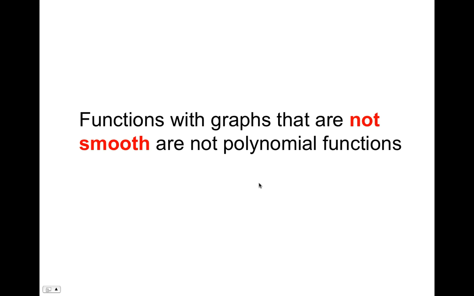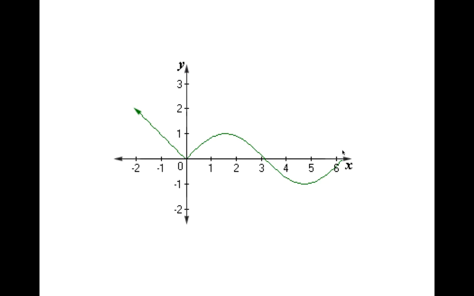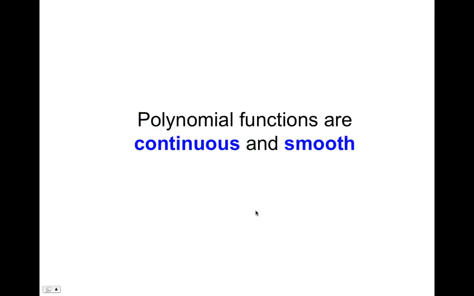Now, functions with graphs that are not smooth. So let's look at what it means when something is not smooth. What you have is an abrupt turn, a corner. And we say that this is not smooth. And so this is not considered a polynomial function. It is also probably a piecewise defined function. You can tell you have a linear and a trig function, but it is not considered a polynomial. So once again, polynomial functions are continuous and smooth.